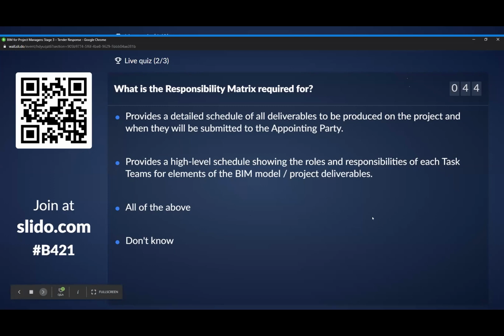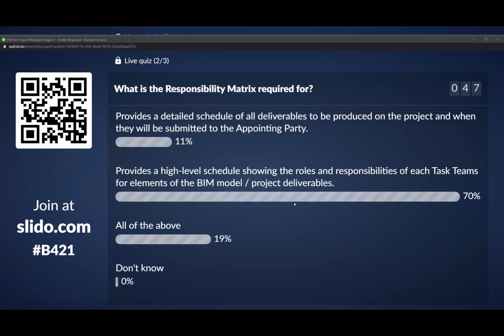Just conscious of time, so should we? Yeah, sorry. Just want to clarify the answers. I think there's one person, yeah, just posting. So yeah, I mean, this is the correct answer.